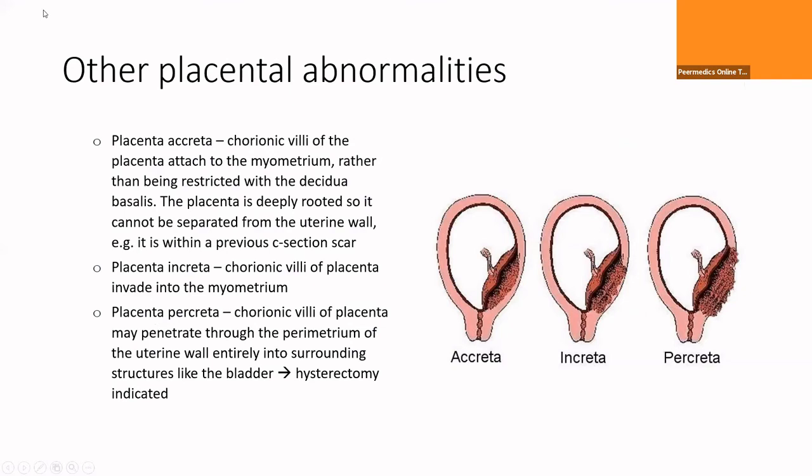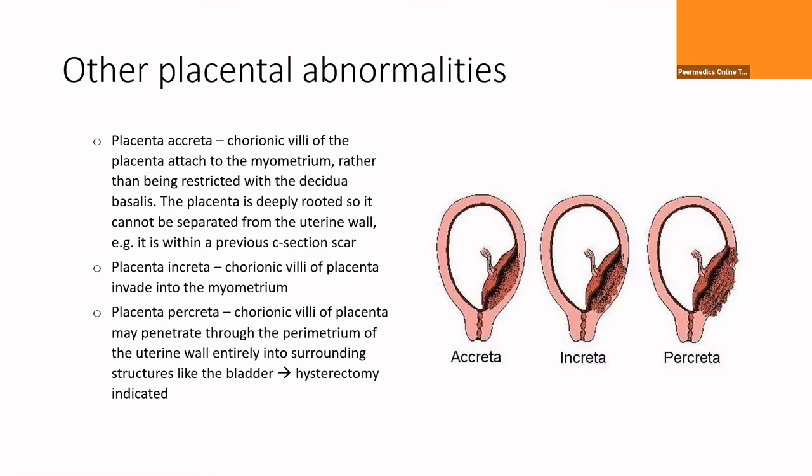Some other placental abnormalities that you can get that can be a problem at some point, but that we don't tend to necessarily put a definition to, include placenta accreta, which is where you've got the chorionic villi attaching to the myometrium rather than the decidua basalis. So it's so deeply rooted that it can't be separated from the uterine wall. For instance, it's lodged itself into a C-section scar.